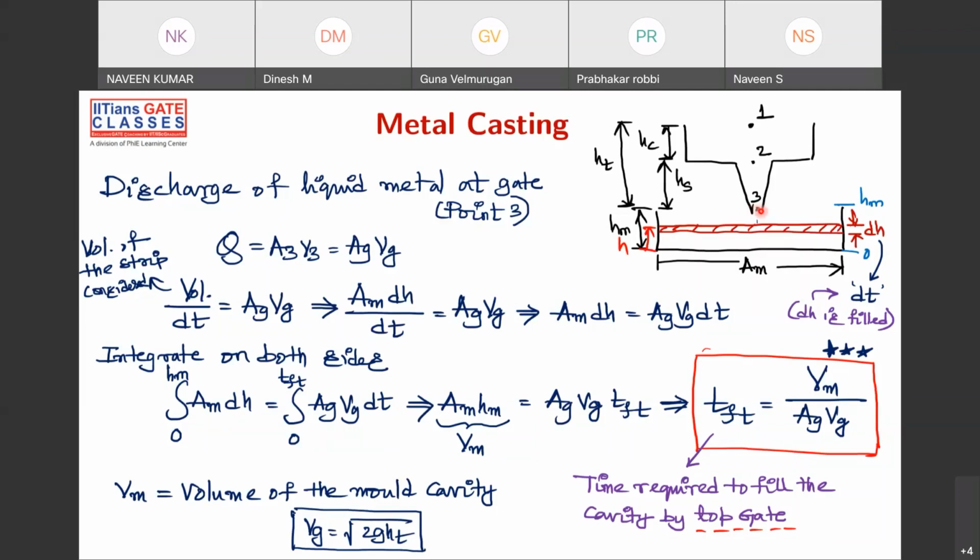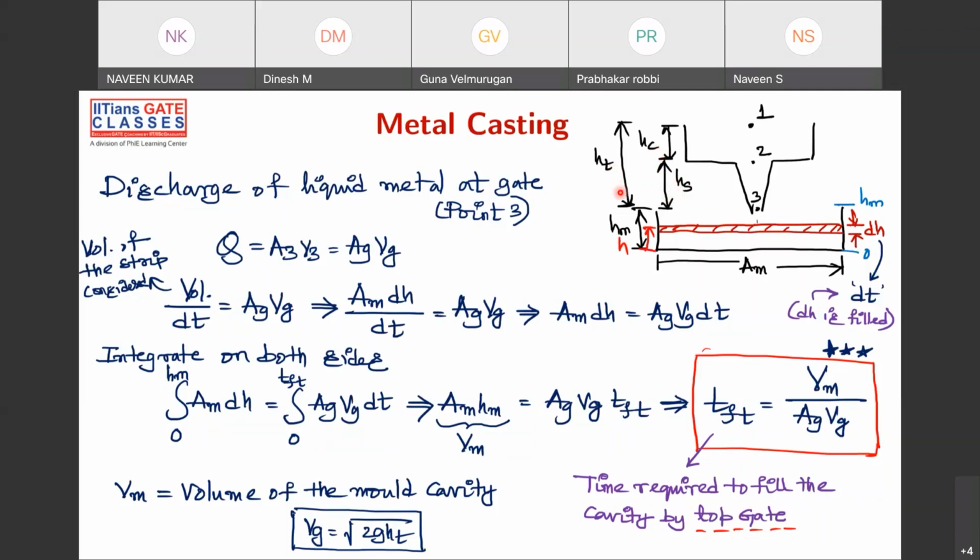Area of ingate, the cross-sectional area of the ingate, into the velocity at this point. We have already said that the velocity at the ingate is equal to the square root of 2g Ht, where Ht is the total height, that is the height of the cup plus the height of the sprue. Height of the cup means the height of the pouring cup or pouring basin, plus the height of the sprue itself. So Hc plus Hs is equal to Ht. This is where we stopped in the previous class.